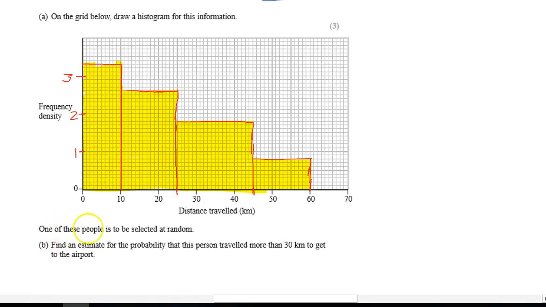Part B: one of these people is to be selected at random. Find an estimate for the probability that this person traveled more than 30 kilometers to get to the airport. So our 30 is here. So let's see how many people are here. So we can calculate this and we can calculate that side. So let's find how many people are there.